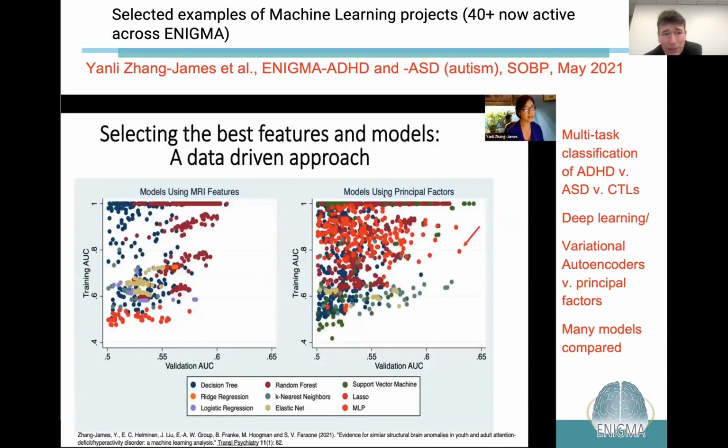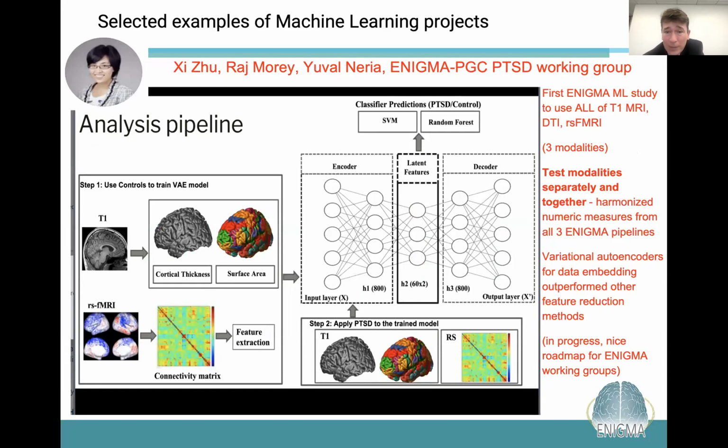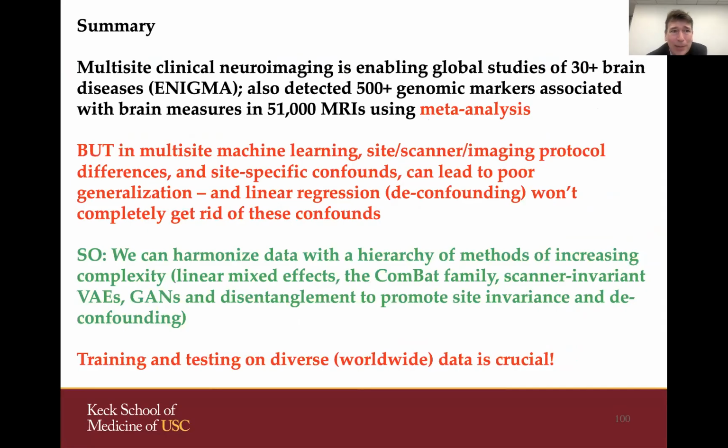But even with the existing data, she's found really nice rankings of different classical machine learning and deep learning methods, actually showing that VAEs are very useful even on discrete derived numeric summary data. They're very, very useful in distilling principal factors from the data for this task. You can use multimodal data. Shiju, Rajmori, and Yuval Neria classified PTSD based on MRI diffusion data and resting state data, all distilled with harmonized protocols. And they also find that VAEs, variational autoencoders, are very, very good at embedding this data in a way to produce stable and robust predictors.